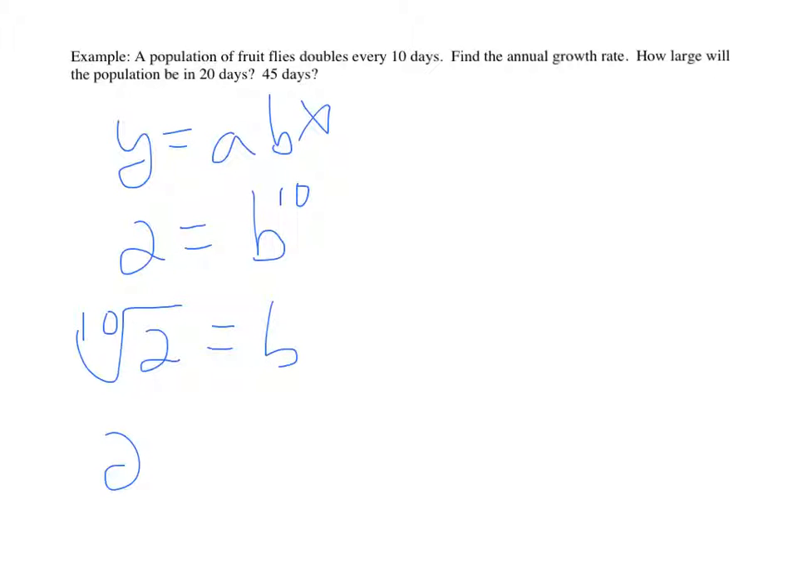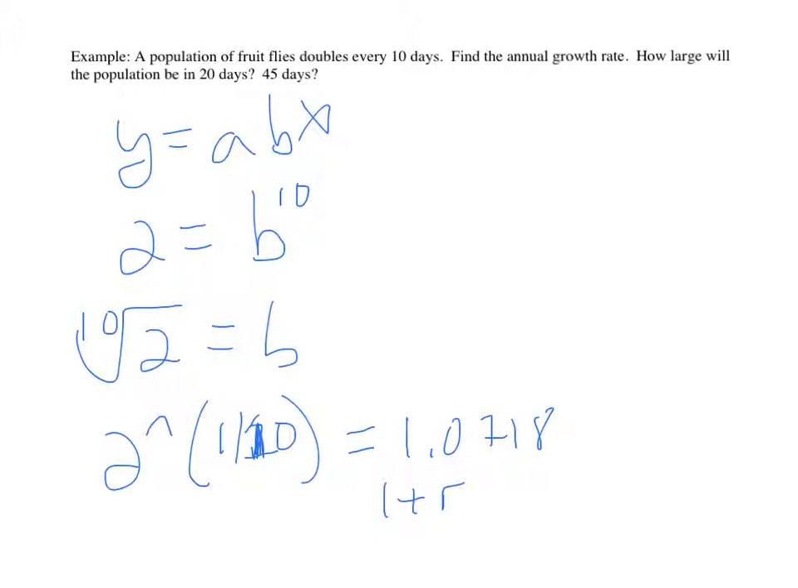So we know that's 2 raised to the 1 divided by 10. That's supposed to be a 10. My calculator is telling me that's 1.0718. And remember, this is 1 plus r. So r has to be 0.0718, or about 7.2%. Since this isn't my open math, we can round a little bit. So that's my annual rate.